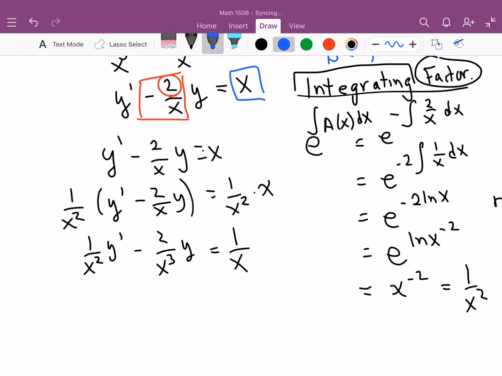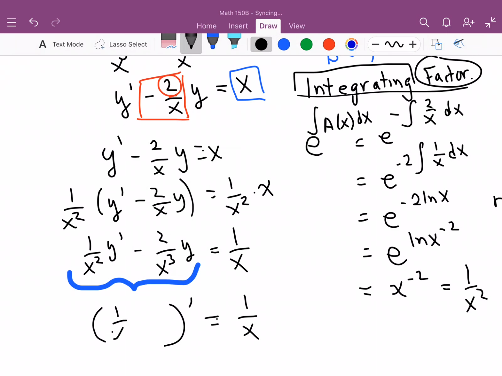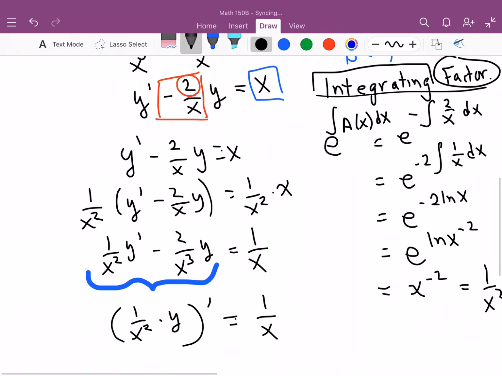This left-hand side is actually a derivative of a function. And this is the part that makes this trick so useful. It's actually the derivative of the function 1 over x squared times y. And this, you've seen this type of notation before. You should have seen it in Calc 1 when you did implicit differentiation.